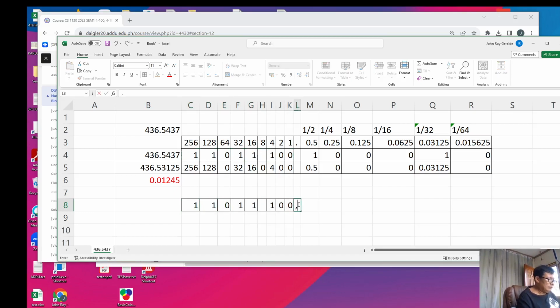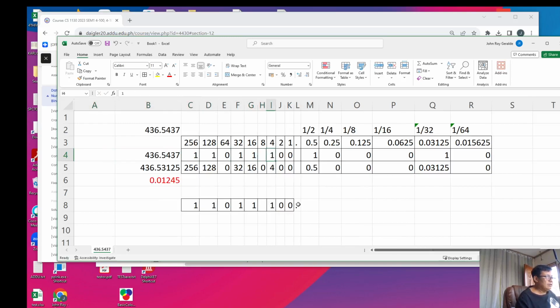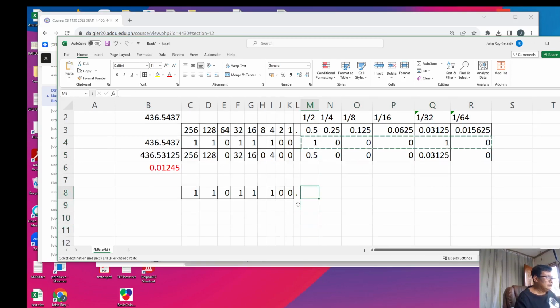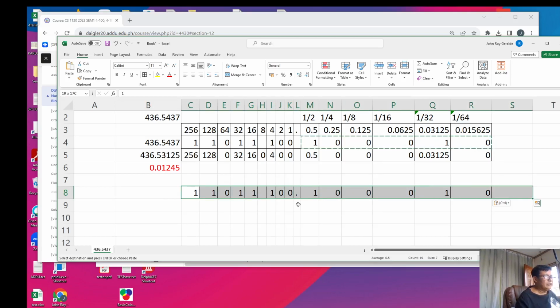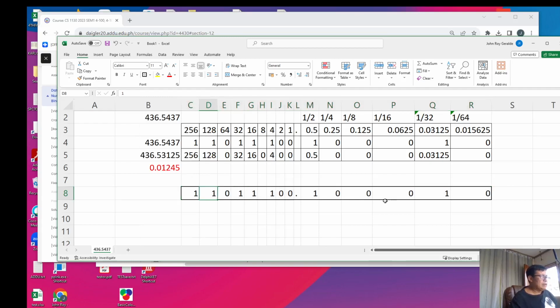Here's our answer, and we'll copy this. This will be our answer. This is the equivalent of 436. This is not exact, but some more borders yet. It's not exact, but this is a close equivalent.